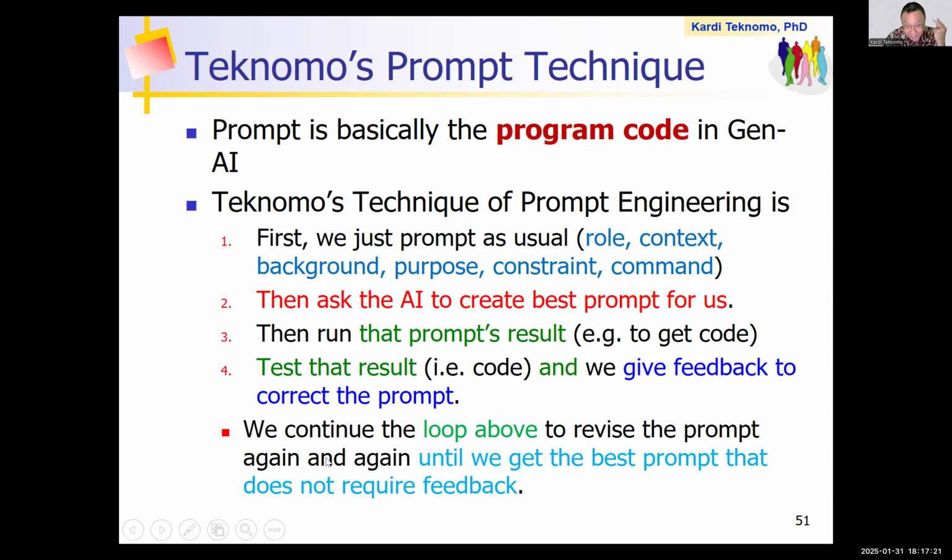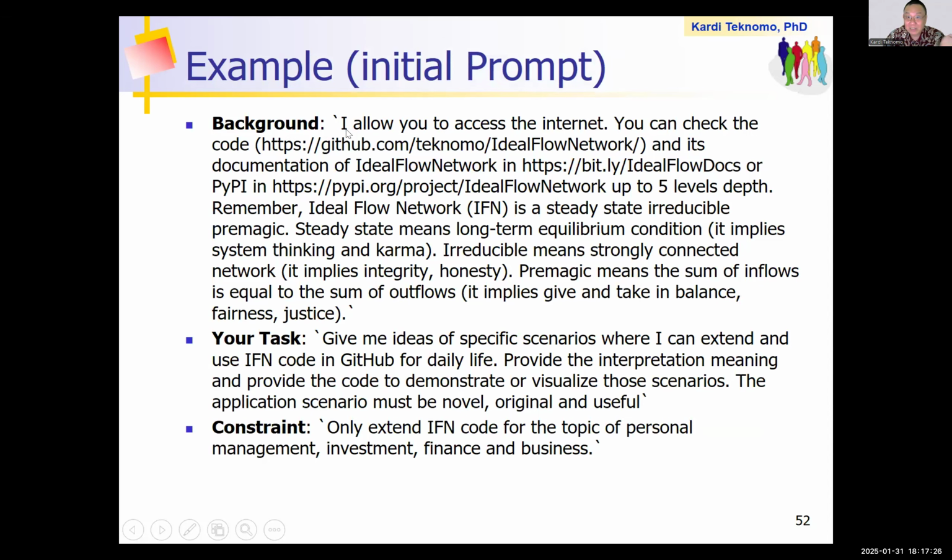So this is an example that I use to create a prompt. I allow you to access the internet. Remember, you need to allow the AI to access the internet. Otherwise, AI is not allowed, otherwise it's dangerous, right? So you allow it to access the internet. You can check, say, this is my code. This is the documentation of the ideal full network, for example. And then this is the meaning of the background, so IFN and so on. And then this is the task, and then this is the constraint.